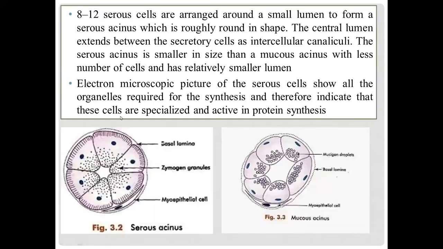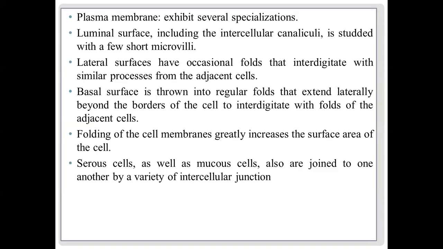Next, the serous acini is comparatively smaller in size when compared to the mucous acini, and it has fewer cells and relatively smaller lumens. The electron microscopy pictures of the serous cells show so many organelles which actively take part in protein synthesis. The plasma membrane has specializations. At the luminal surface, we have seen intercellular canaliculi. The lateral surface has occasional folds. The basal surface has regular folds. The foldings are mainly there to increase the surface area.